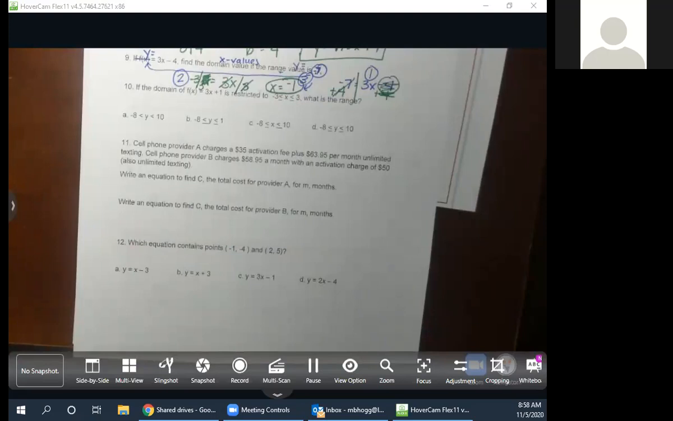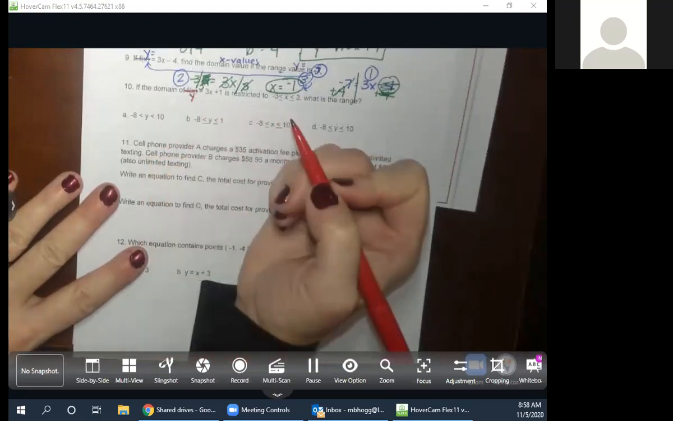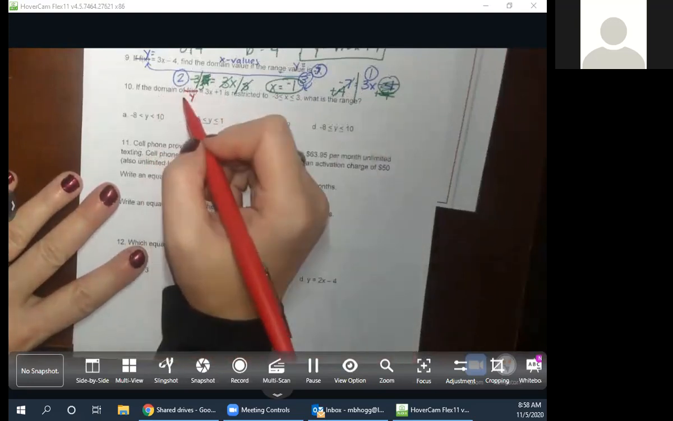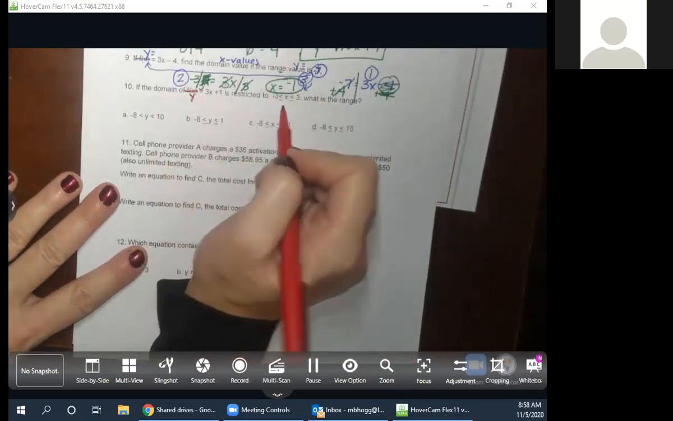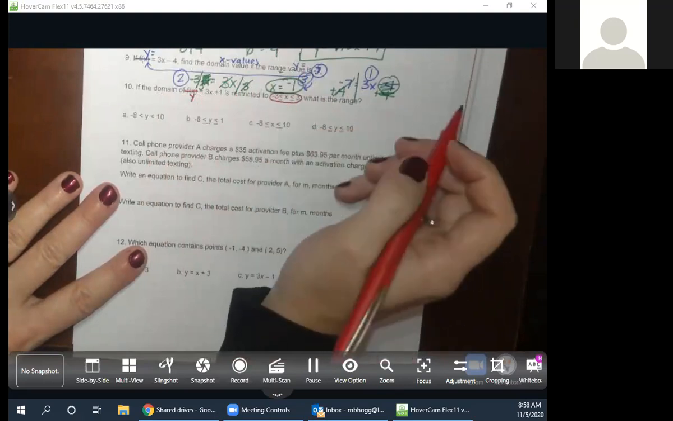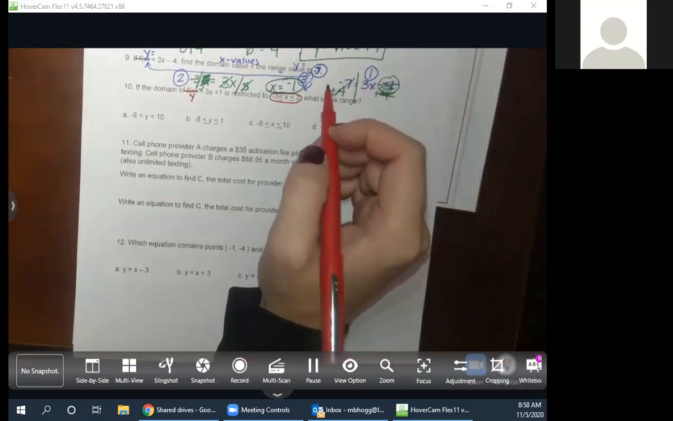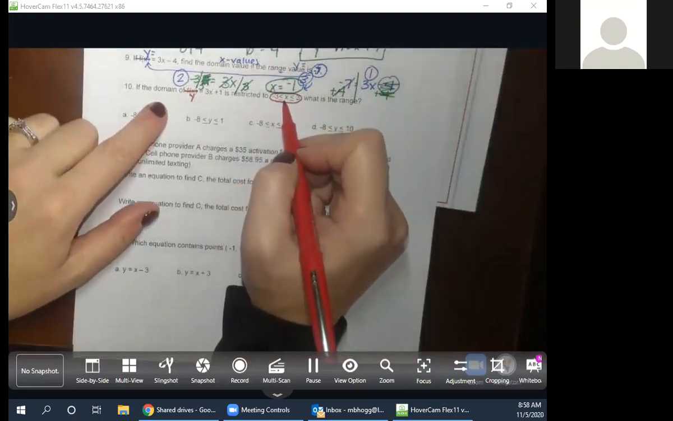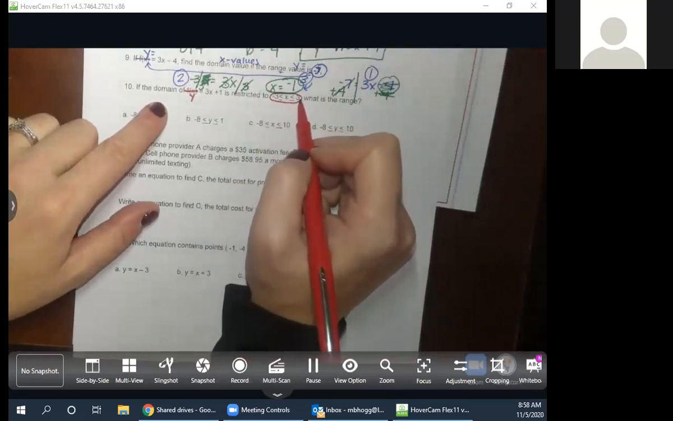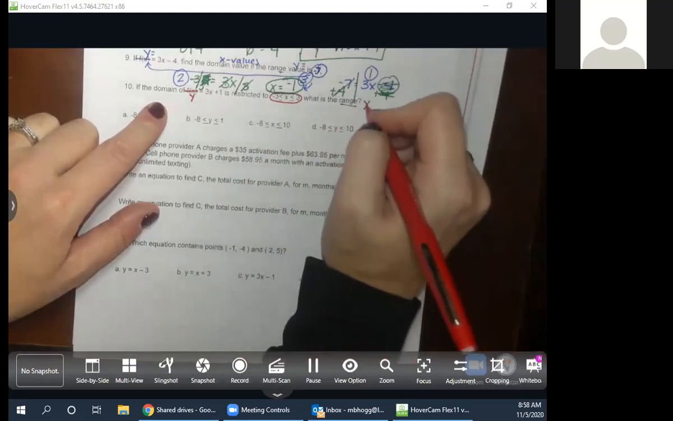Range is your y. Number 10. Let's change this to y equals instead of f of x. If the domain of y equals 3x plus 1 is restricted to this, what is its range? Okay, so this is telling us this is the domain, -3 less than or equal to x less than or equal to 3. So we're trying to find this time the range. We're trying to find the y.